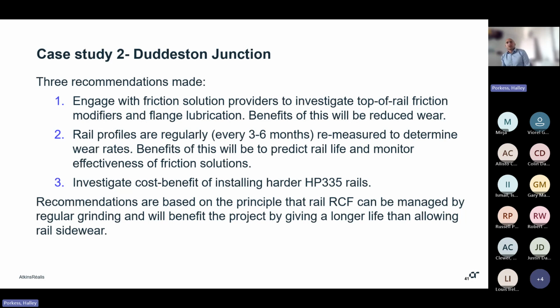And then our last recommendation was to look at whether it would be worth it to install harder rails, based on the principle that rail RCF can be managed through regular grinding rather than allowing rail side wear.